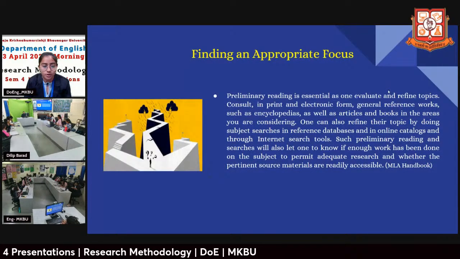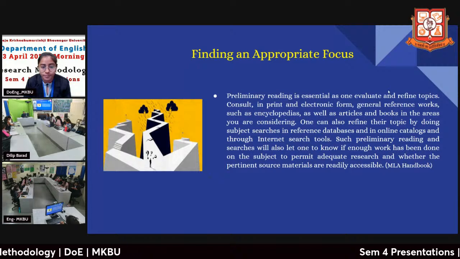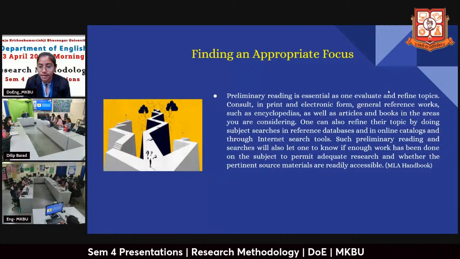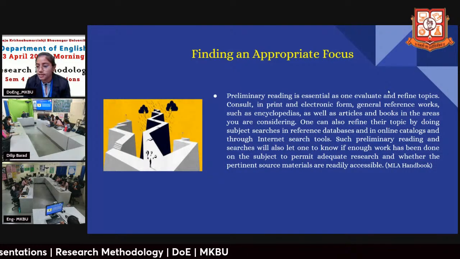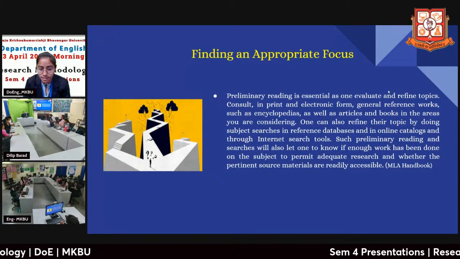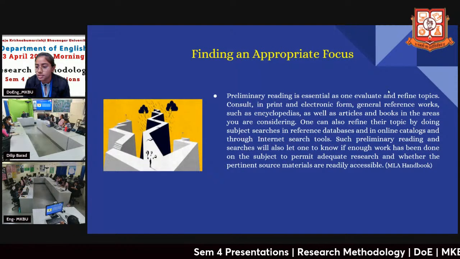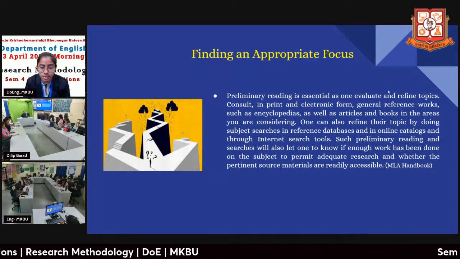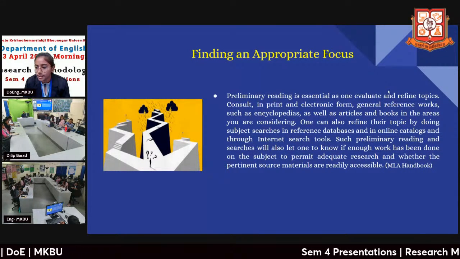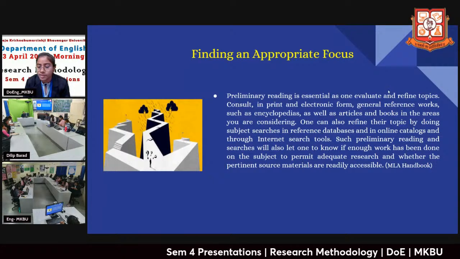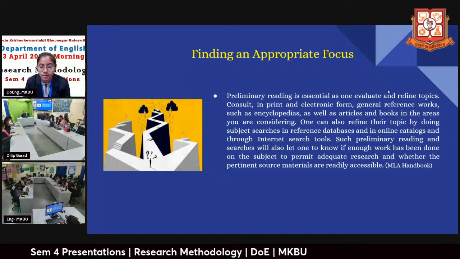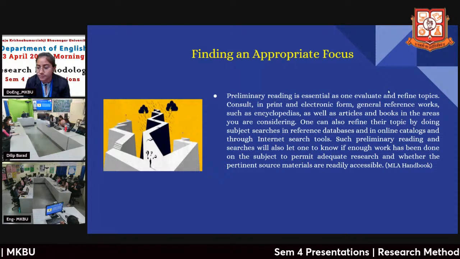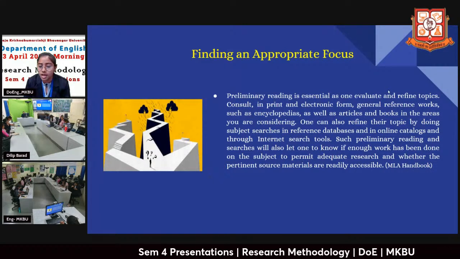Finding appropriate focus. Preliminary reading is essential as one evaluates and refines topics. Consulting print and electronic forms, general reference works such as encyclopedias, as well as articles and books in the areas you are considering. One can also refine their topic by doing subject research in reference databases and online catalogs and through internet search tools. Such preliminary reading and searches will also let one know if enough work has been done on the subject to permit adequate research and whether the pertinent source materials are readily accessible.